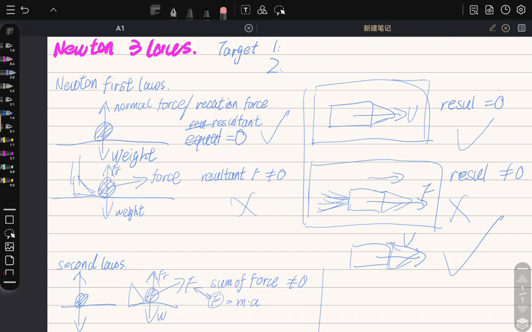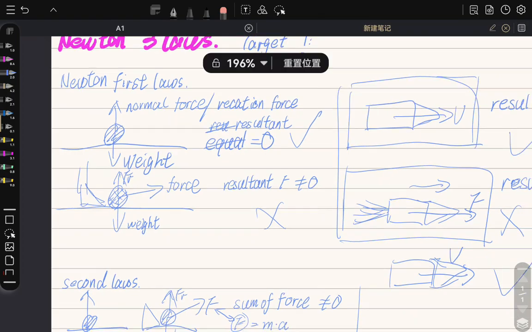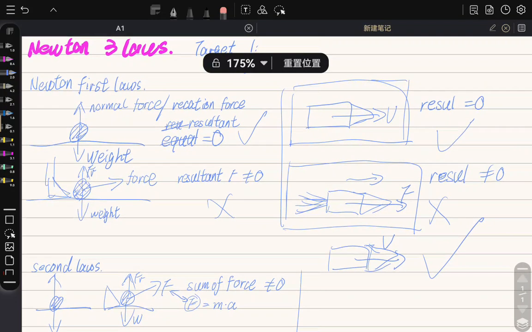Let's explain. In situation 1, here is a ball. It has the weight force and the reaction force, and the resultant force is equal to 0. They are equal and opposite. But if I hit the ball, it gets another force, and the resultant force is not equal to 0, and it doesn't obey Newton's first law anymore.